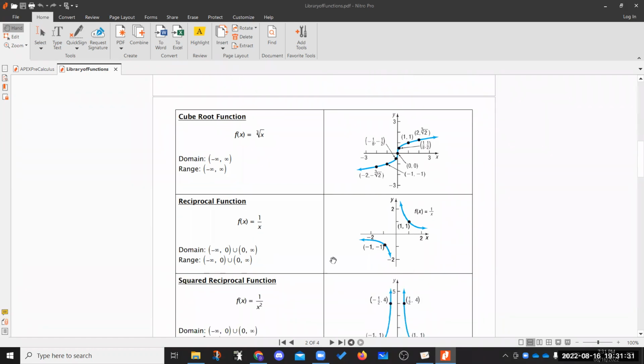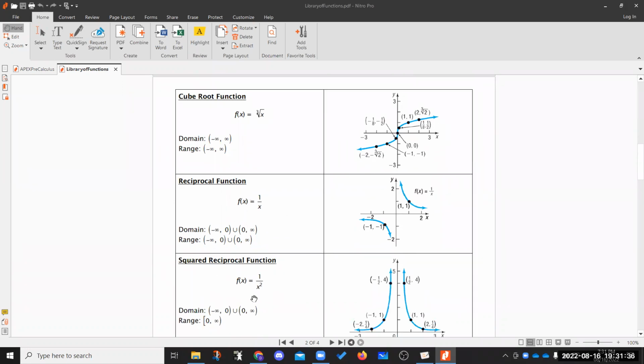Now we've got the reciprocal function, from which all rational functions are based off of, either the reciprocal function or the squared reciprocal function or some combination of them. This is the first one where we see asymptotes in the graph. So we have a horizontal asymptote and a vertical asymptote here. And we see that the reciprocal of 1 is 1, the reciprocal of -1 is -1. We see other points like the reciprocal of 1/2 is 2, the reciprocal of 2 is 1/2, the reciprocal of -1/2 is -2, the reciprocal of -2 is -1/2.